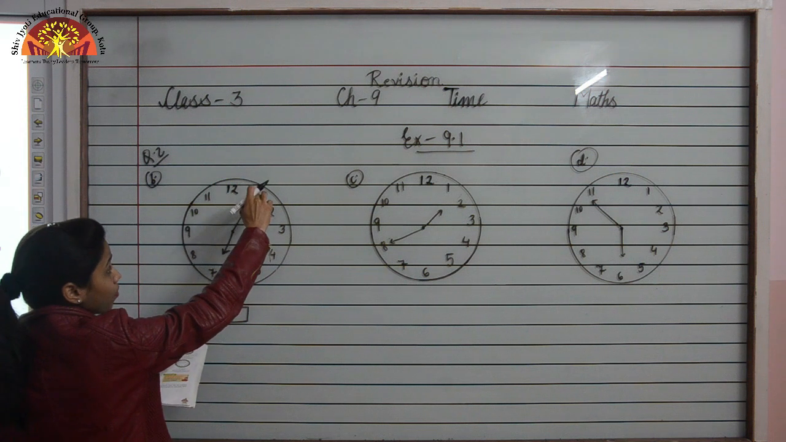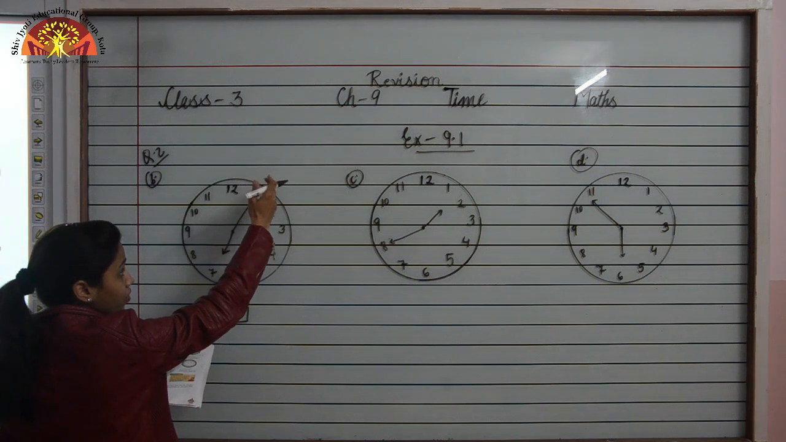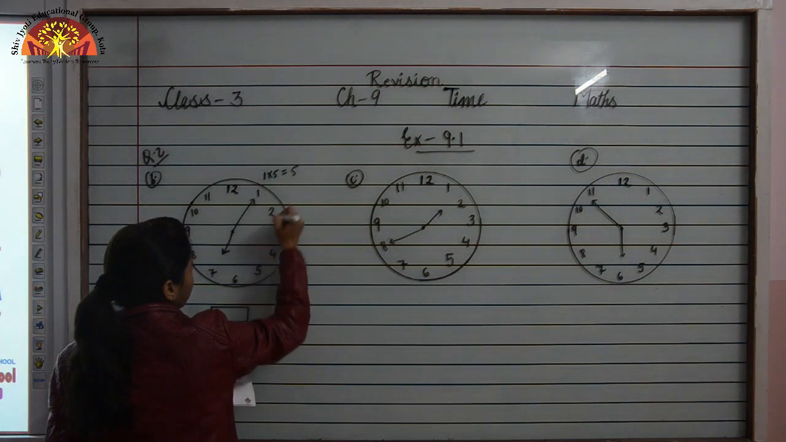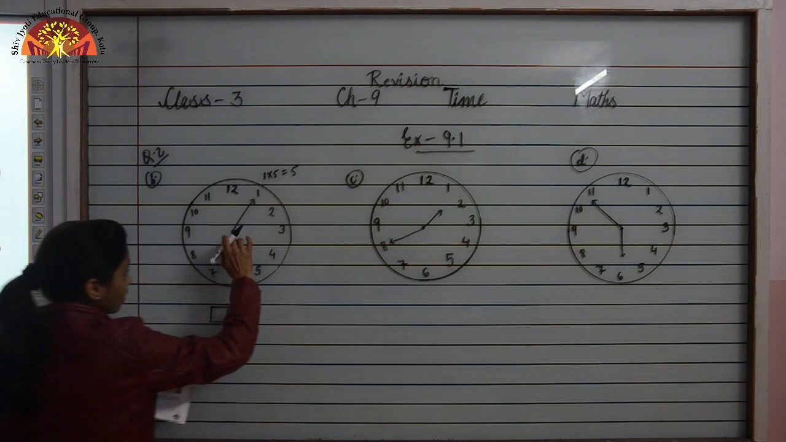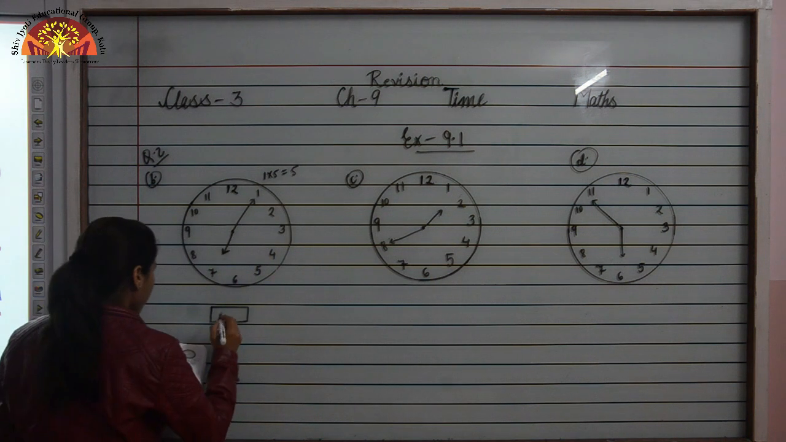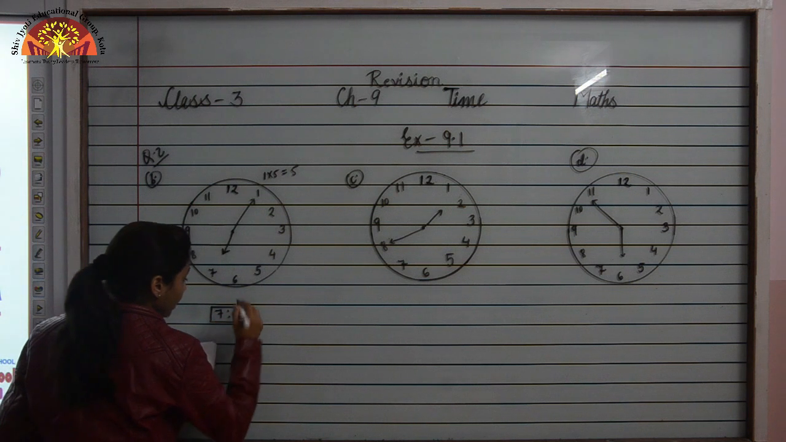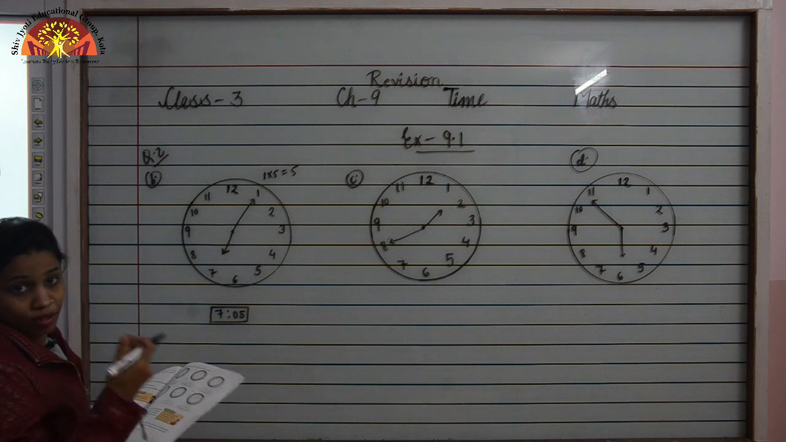We have to multiply this number by 5 to read it in minutes. When I multiply 1 by 5, I will get 5. That means 5 minutes, and this hour hand is at 7. So the time will be 7:05. Now I have to write it in the other way also.